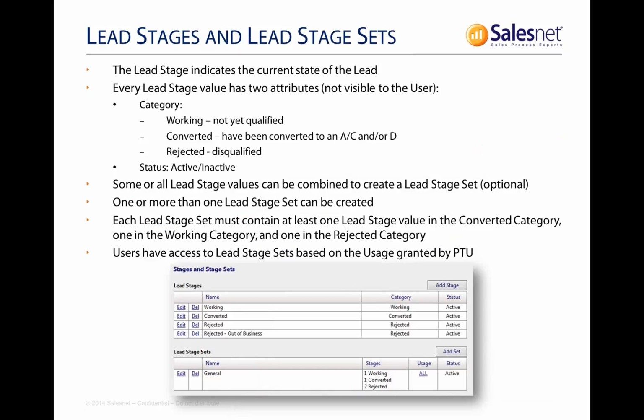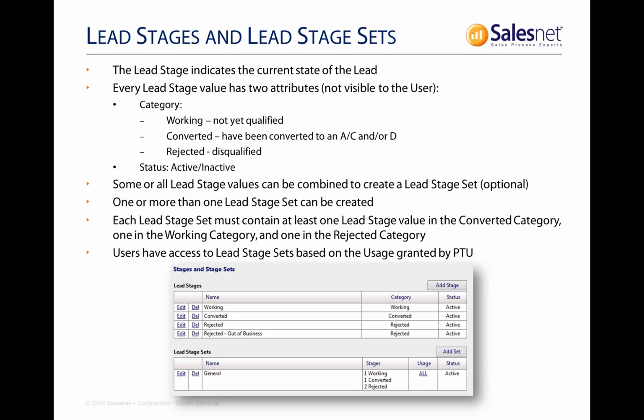I think the naming here can be a little difficult to understand straight away, but I want to try to explain it so that it makes sense. A stage, just think of it as its status. It's the state of the lead, the status of the lead. And every stage that you set up basically has two things to specify about it. It has to be a type of stage. There are three categories: it can be working, converted, or rejected.